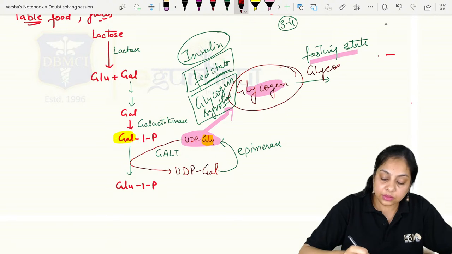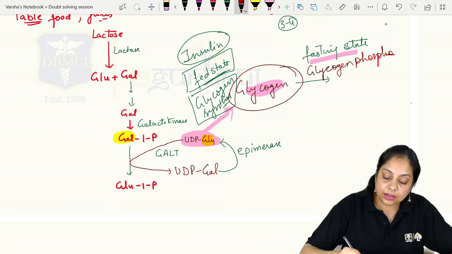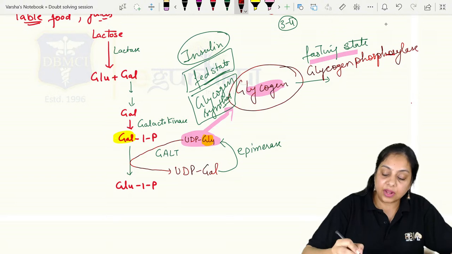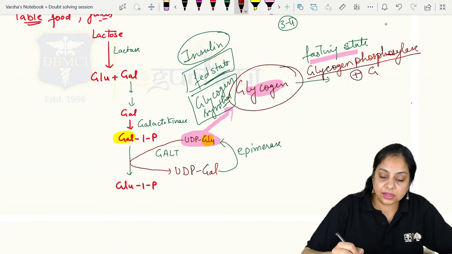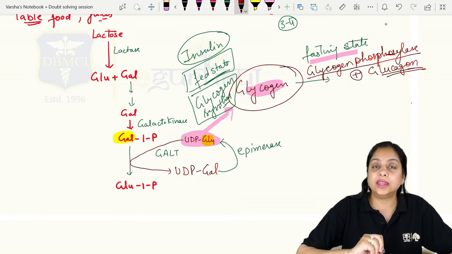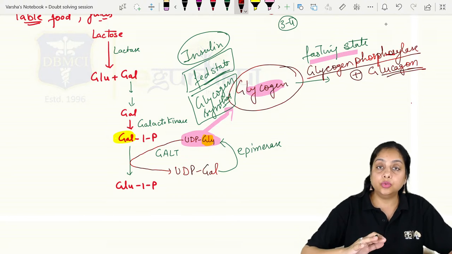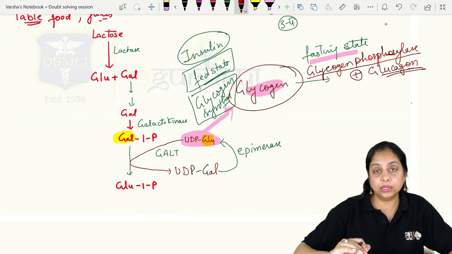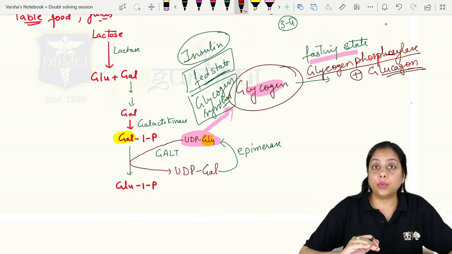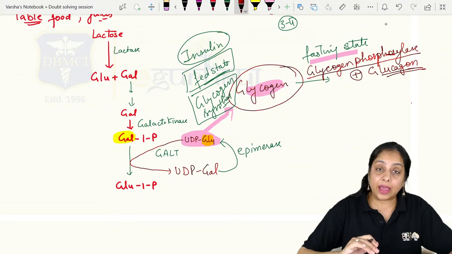Glycogen phosphorylase is active now, and this glycogen phosphorylase is activated by glucagon, which is a fasting hormone, right? And it will remove glucose one by one. So that is the story of the UDP glucose, how you are connecting this into that. And now you know what happens in the fed state and the fasting state.